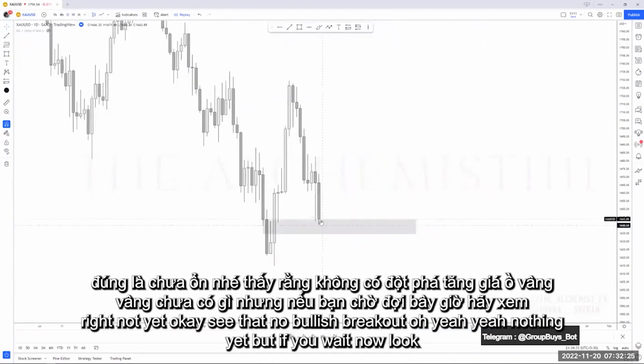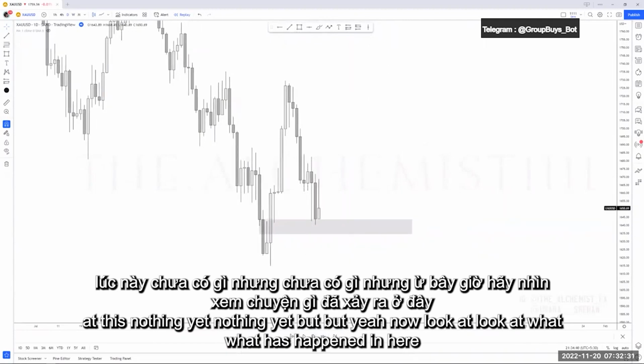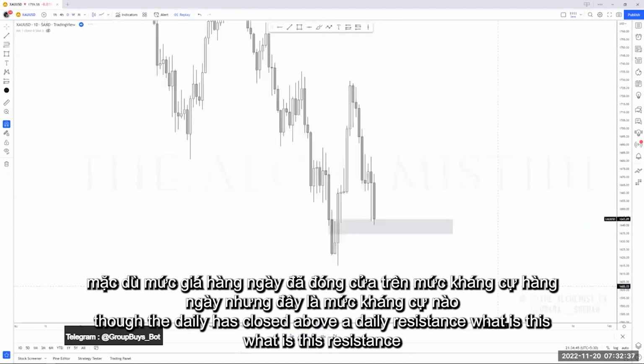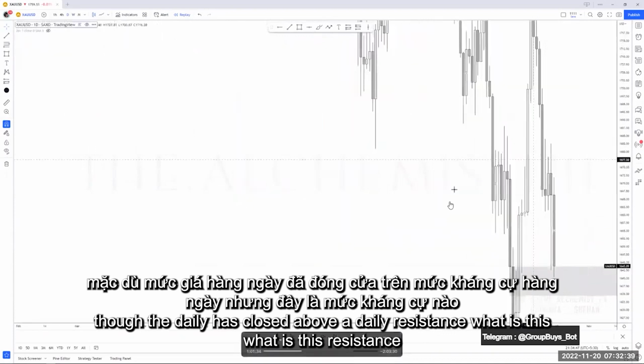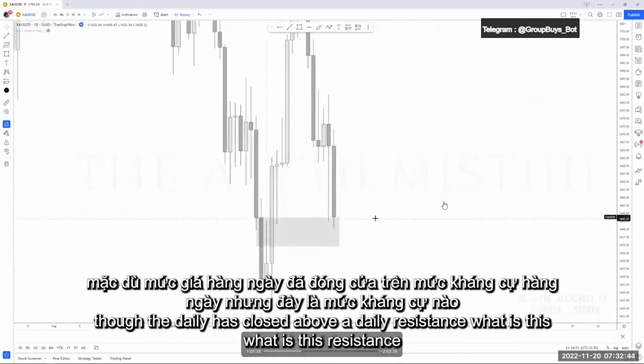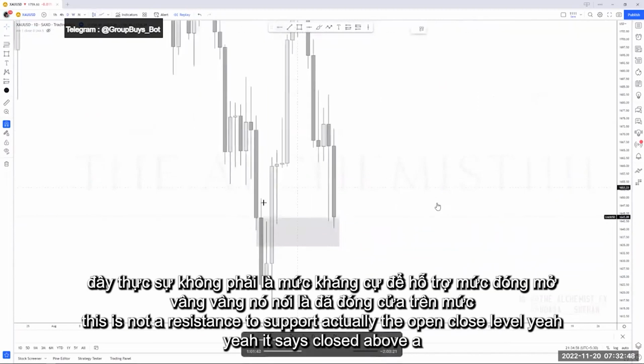See that? No bullish breakout. Nothing yet. Patiently wait. But now look at what has happened in here. The daily has closed above a daily level. What is this? This is not a resistance, it's a support actually. The open close level.